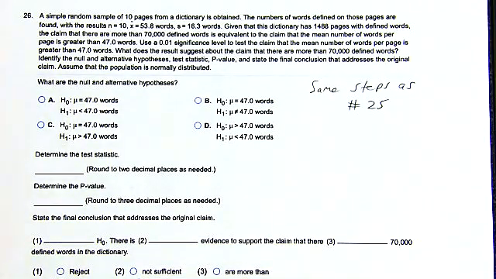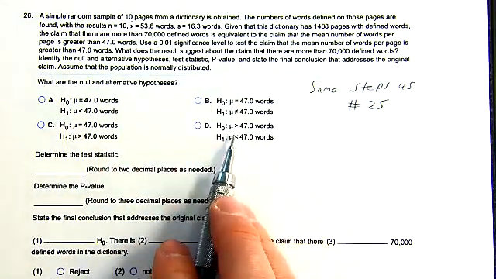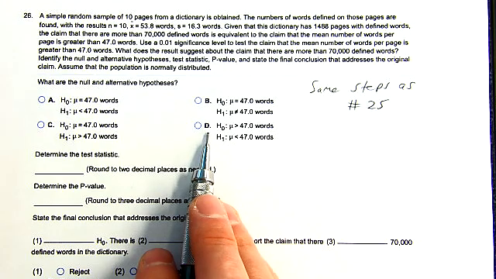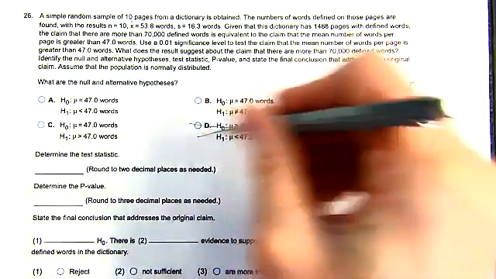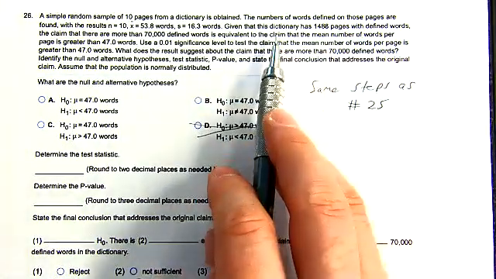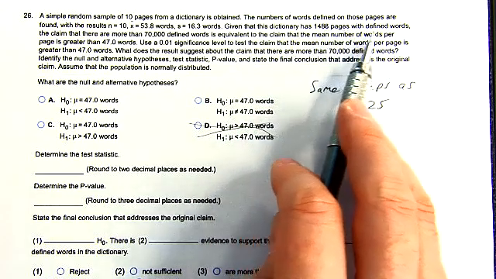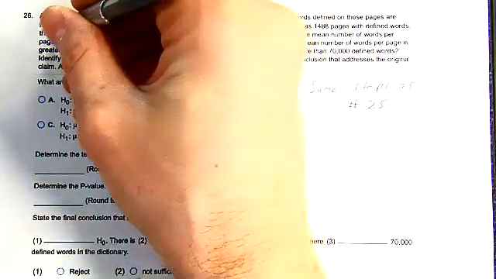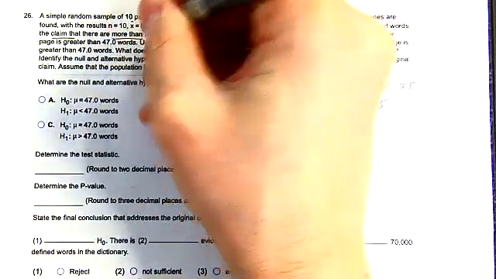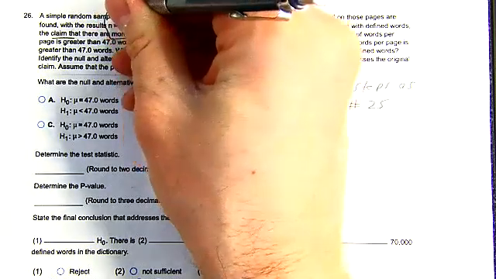And if you run it through StatCrunch, well, before we do that, let's figure out what the right hypothesis test is, knowing that we can throw out D because D did not use an equal symbol for the H0. So D's out. Let's see what it would be. Given that this dictionary has 1,488 pages with defined words, the claim that there are more than 70,000. So the claim is a more than or a greater than symbol. More than would be greater than symbol.